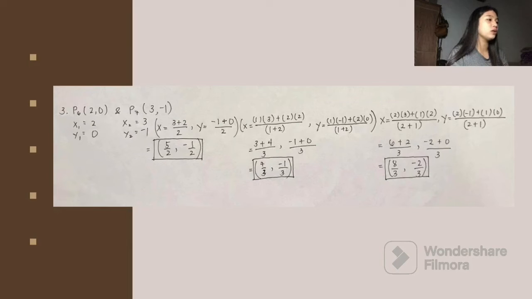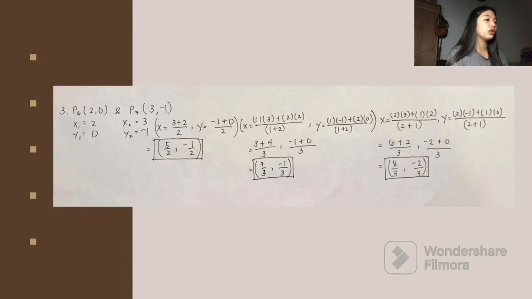So x is equal to (3 plus 2) over 2, so x is equal to 5 over 2, and y is equal to (negative 1 plus 0) over 2. So y is equal to negative 1 half. So the ordered pair for the midpoint is 5 over 2, negative 1 half.